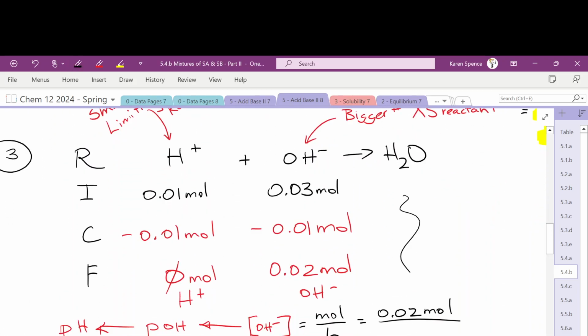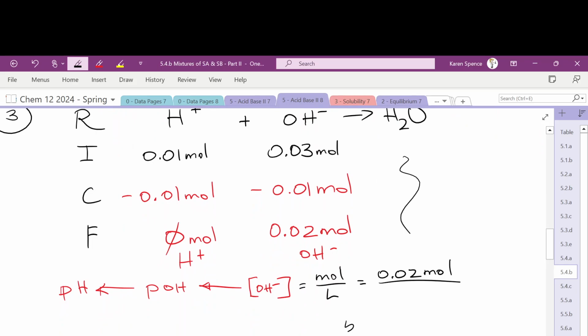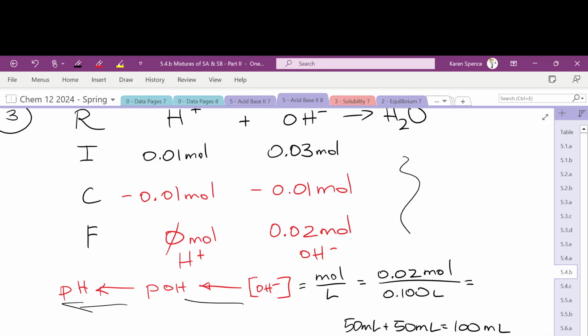50 mil plus 50 mil is 100 mil. So that's 0.100 liters, and we get our concentration of hydroxide. I'm not going to show these steps because I'm going to assume that you can do that. Ding. Okay, if you have any problem with that, just drop by during flex, and it's all good.